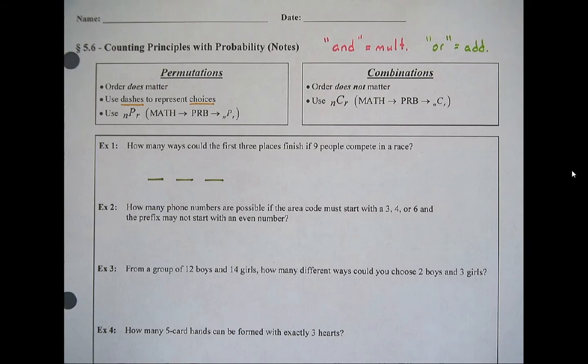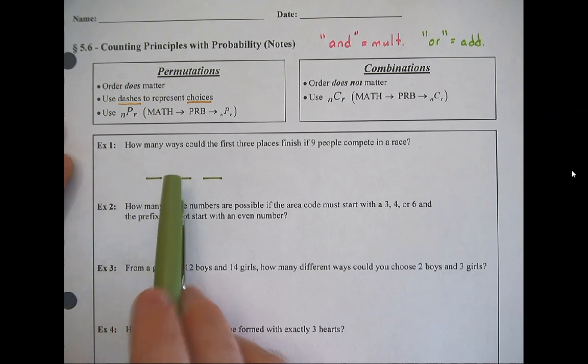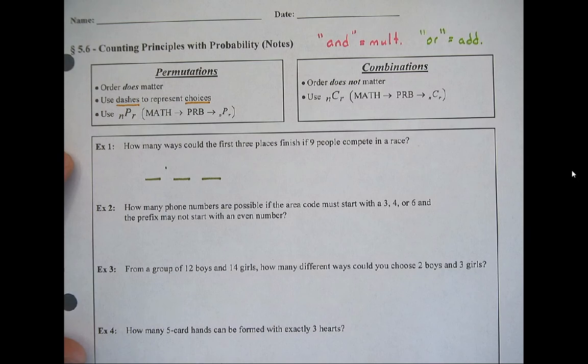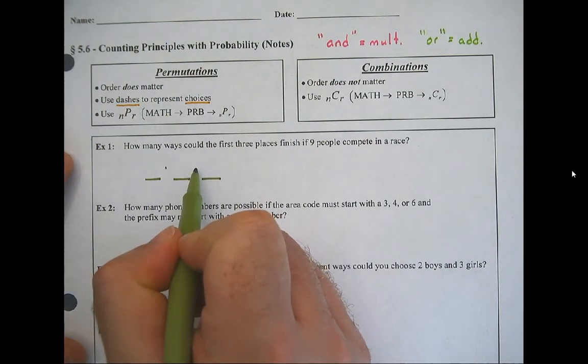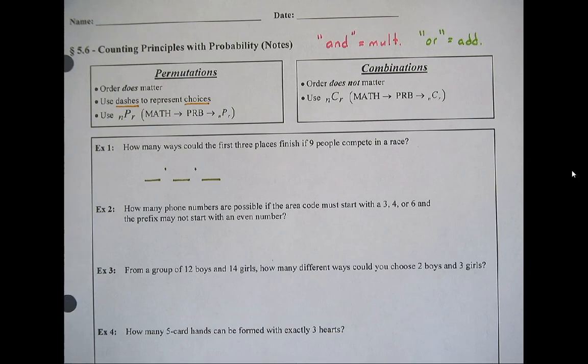Okay, so now let's go back to our decision making here. What did we say? You had to choose who got first place, and you had to choose who got second. So there's going to be a multiply between these two. And you had to decide who got third, so there's going to be another multiply. All right, so let's go to that first choice.